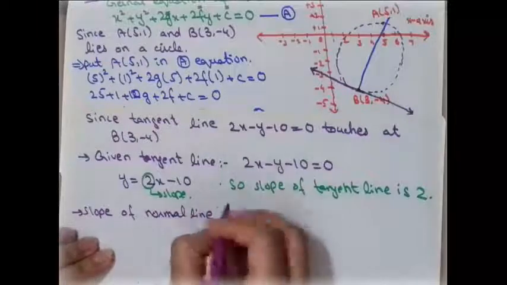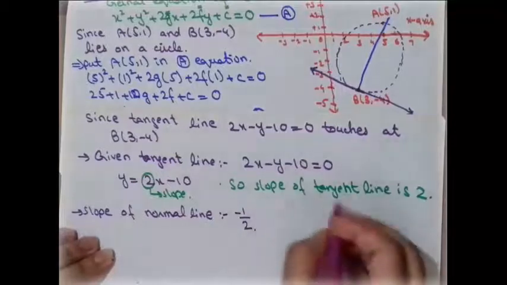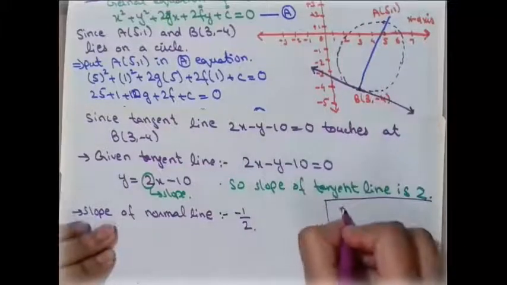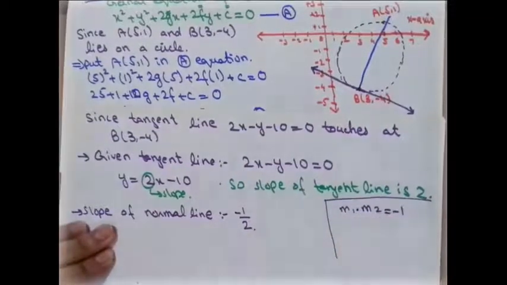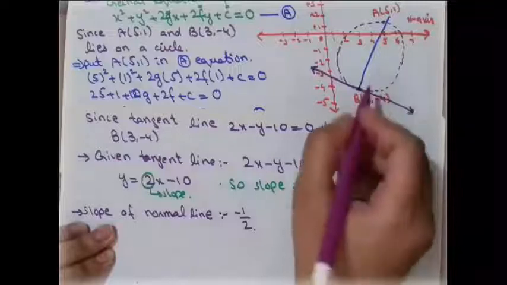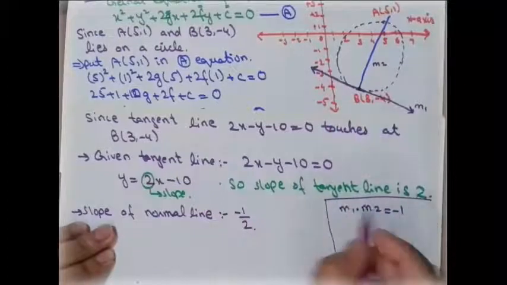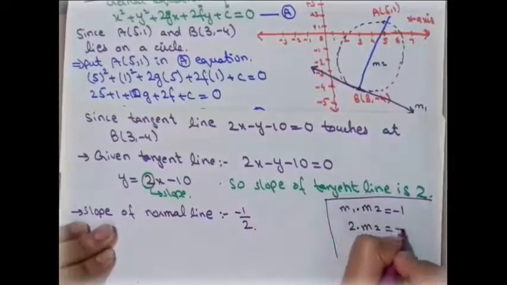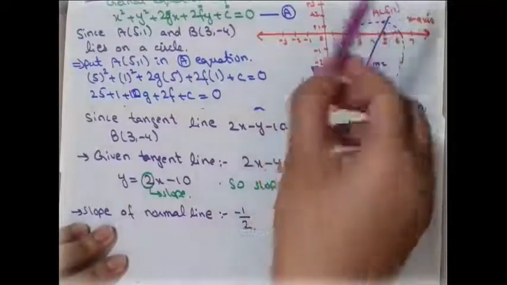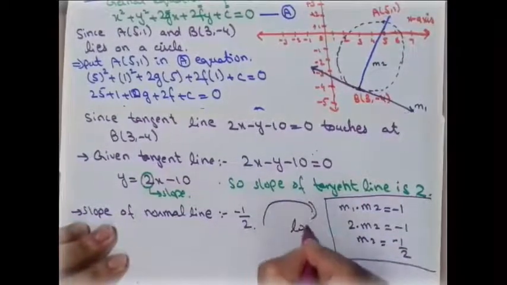As we know, the slope is the negative reciprocal, because we use our logic: if two lines are perpendicular, then the product of the slopes equals -1. Suppose the slope of the tangent line is m1 and the slope of this line is m2. The m1 is known, which is 2, and m1 times m2 equals -1. So m2, the slope of the normal line, which is this perpendicular line, is -1/2. So here we use this logic.